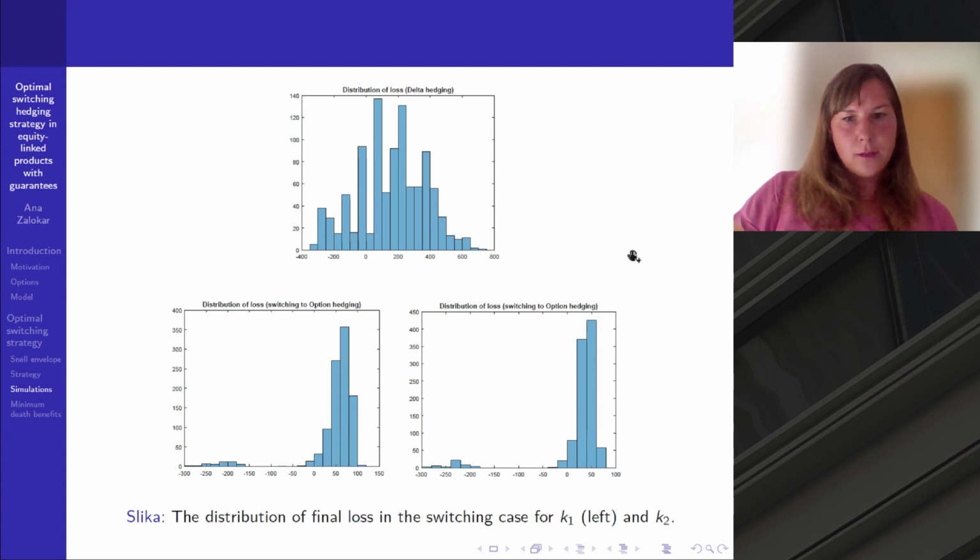Here are the distributions of final loss in the switching case for K1 and K2. If you remember, I said K1 is to buy as many options as there are living policyholders at the time of buying the options, and K2 is the expected number of living policyholders at the expiration date. So they are quite similar.